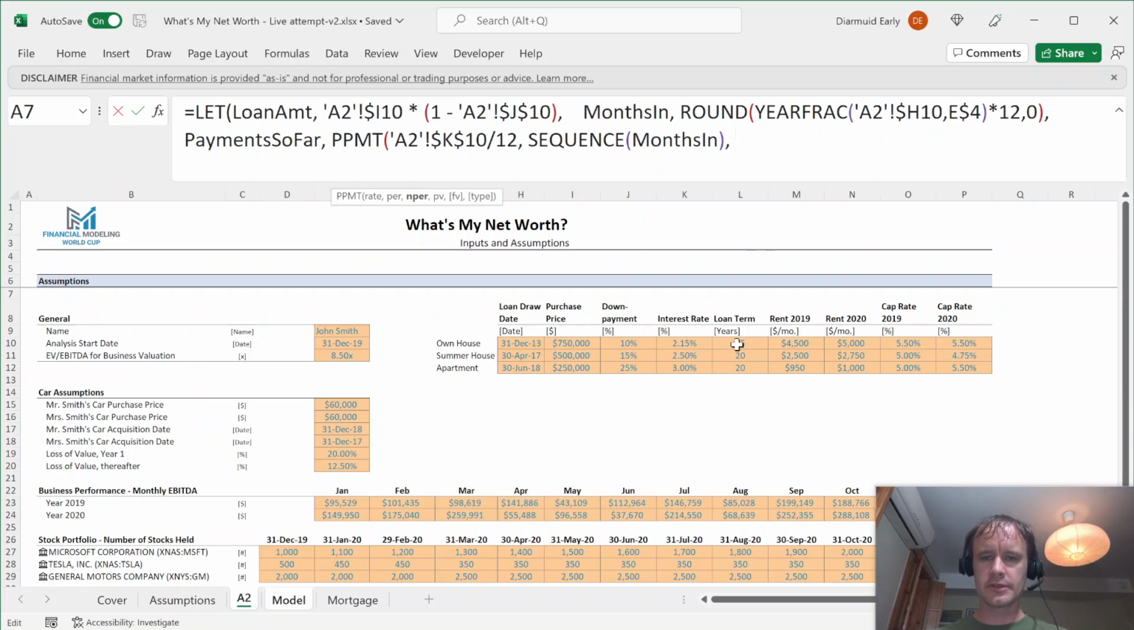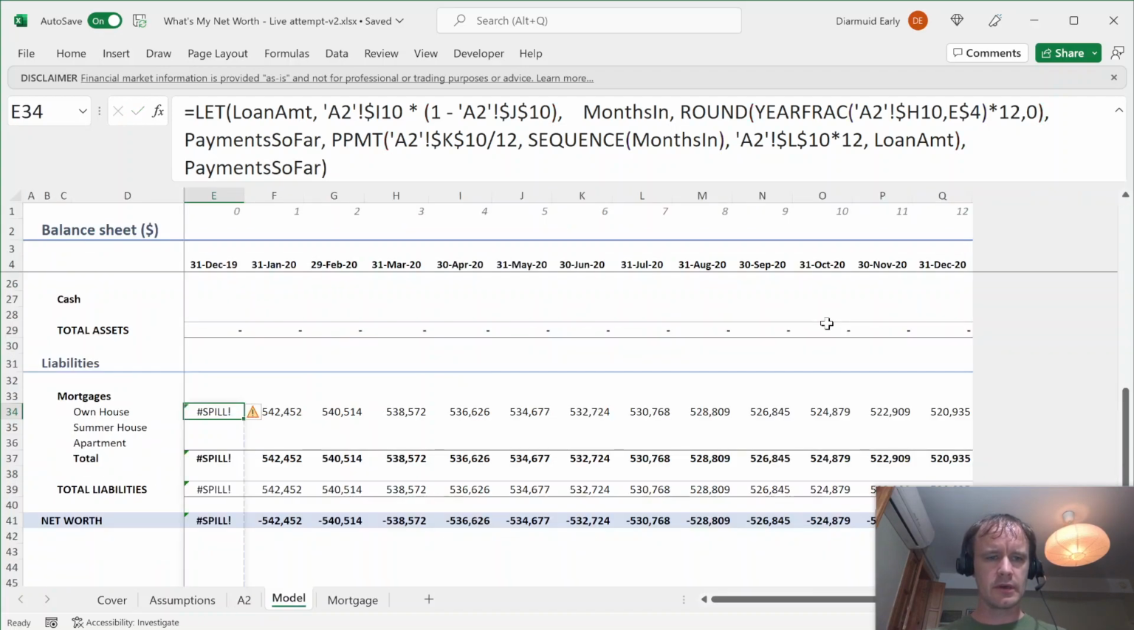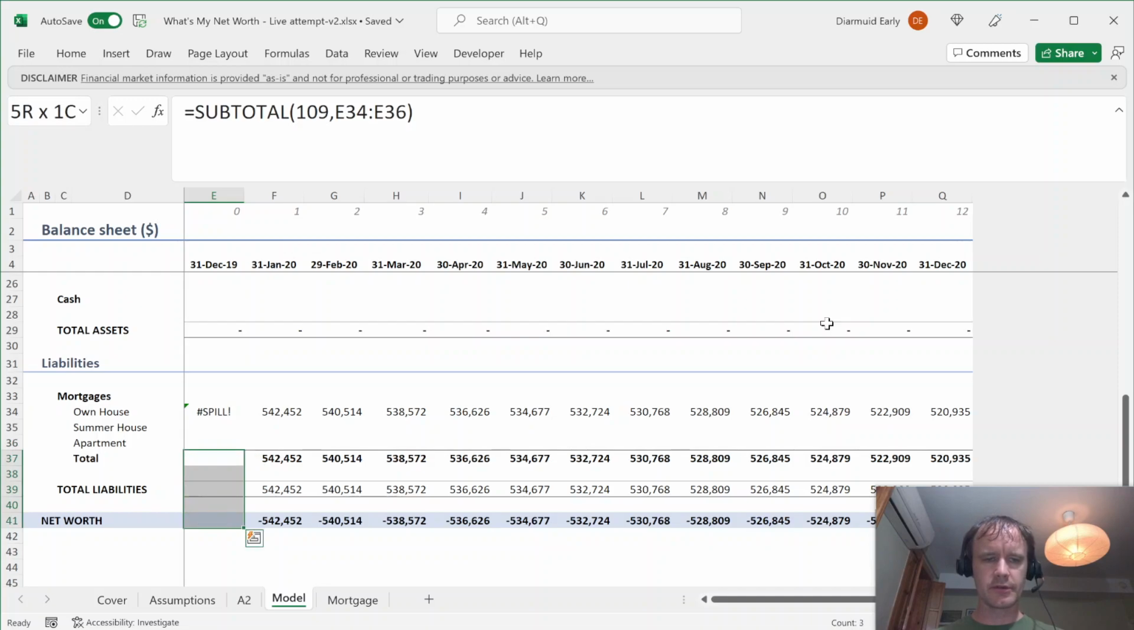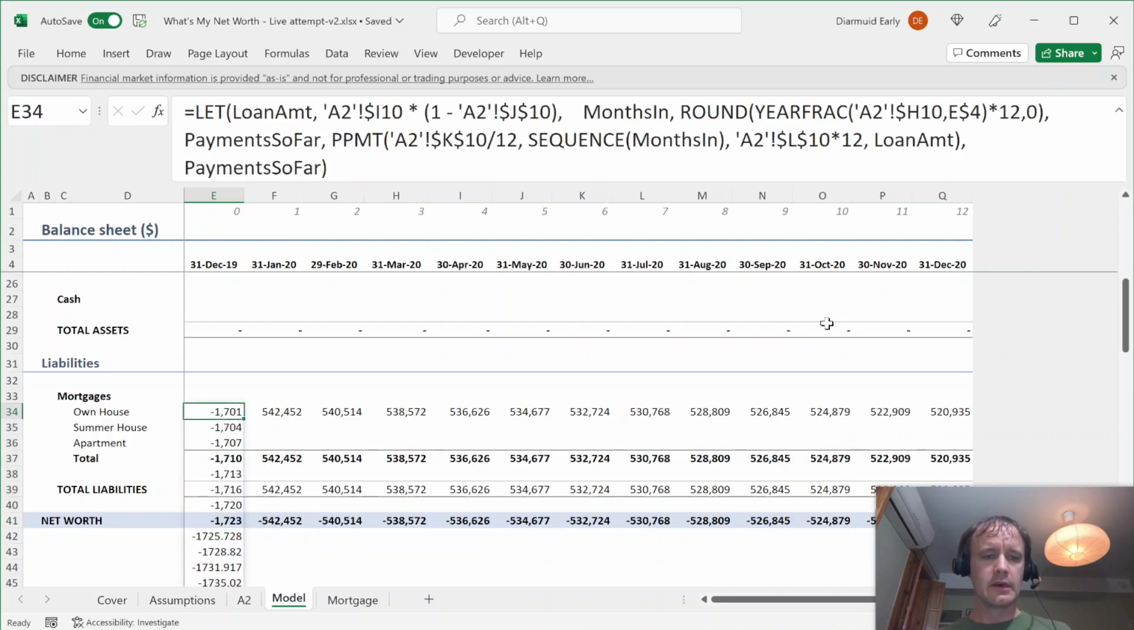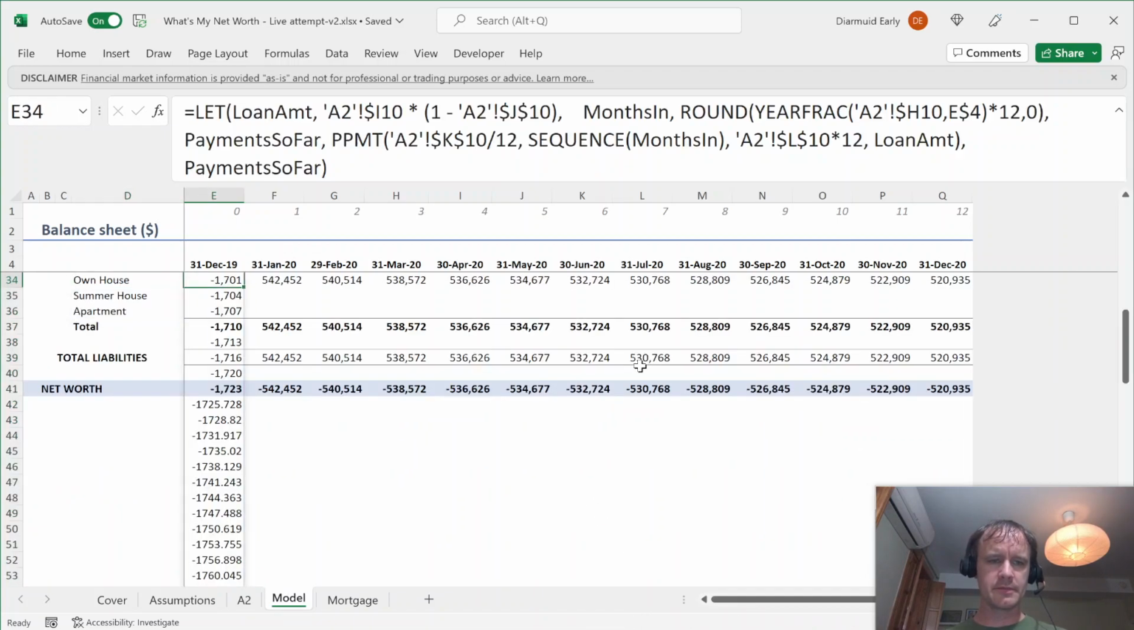Then the number of periods is going to be the loan term in years times 12, because again, our periods are months, and the present value is going to be that loan amount. So that's my list of payments so far. Then let's just make that the output for a second. Obviously I get spill errors here because I've got other things here, but now you can see it gives me a list of, count them, 72 principal payments.